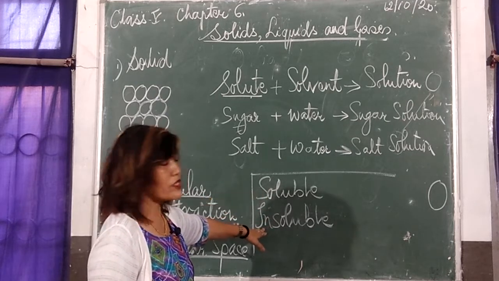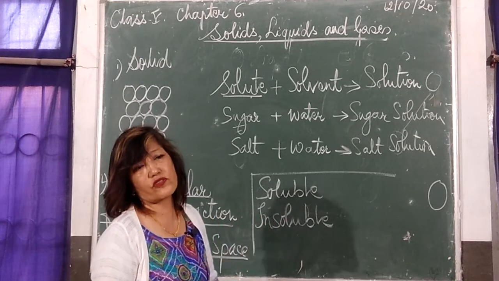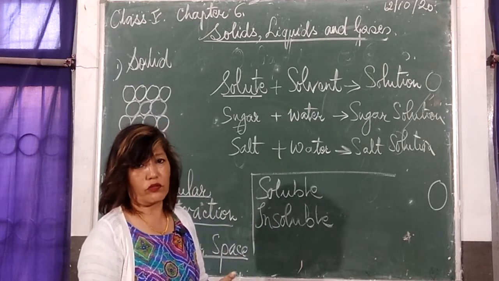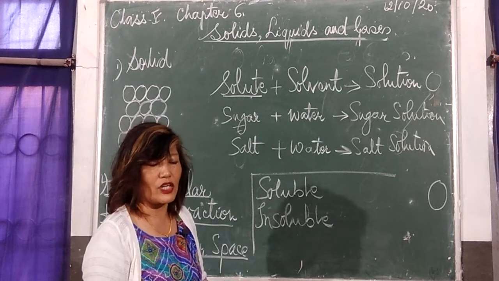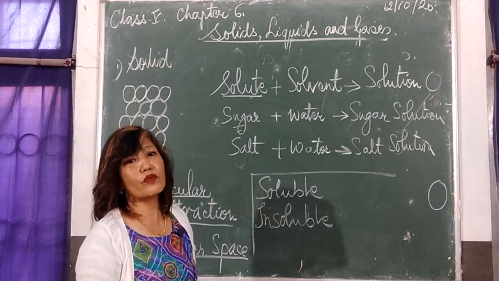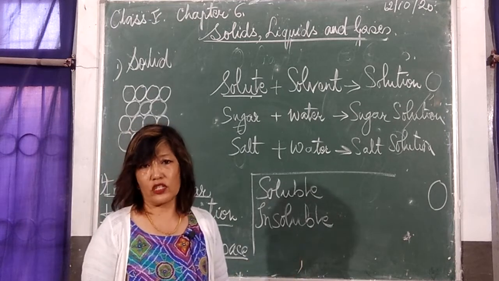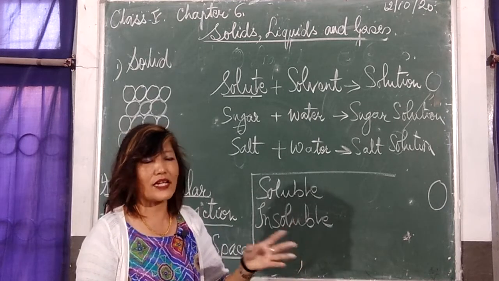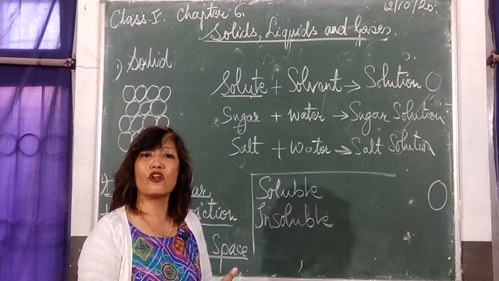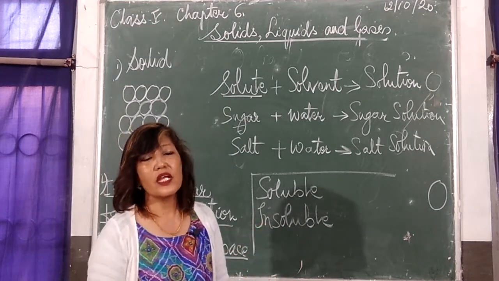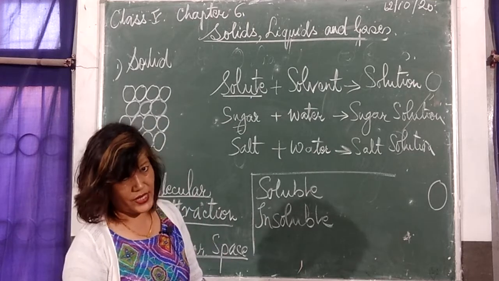Insoluble substances are just the opposite of soluble. Those substances which cannot dissolve in any liquids are called insoluble substances. Try to dissolve sand in water. Add sand in the water. Do you think sand will get dissolved in water? No. So sand is an example of insoluble substances.